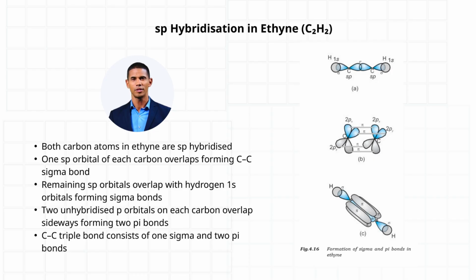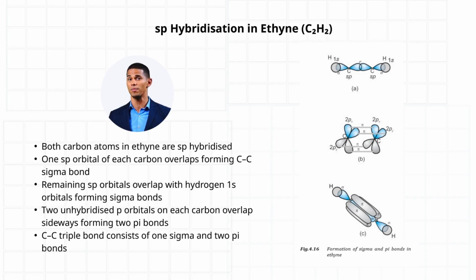Finally, let's study ethyne, also known as acetylene, with the formula C2H2, showcasing sp hybridization and triple bonding. Each carbon atom hybridizes by mixing 1 s and 1 p orbital to form 2 sp hybrid orbitals, leaving 2 p orbitals unhybridized. 1 sp orbital from each carbon overlaps end to end, forming the strong carbon-carbon sigma bond, while the other sp orbital overlaps with hydrogen's 1s orbital to form carbon-hydrogen sigma bonds. The 2 unhybridized p orbitals on each carbon overlap side by side in perpendicular planes, forming 2 pi bonds, resulting in a carbon-carbon triple bond.